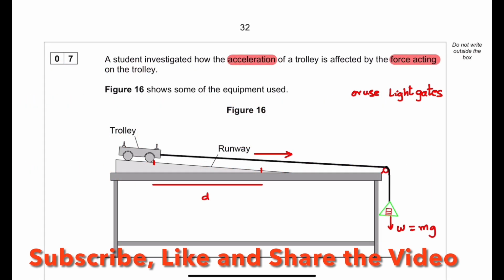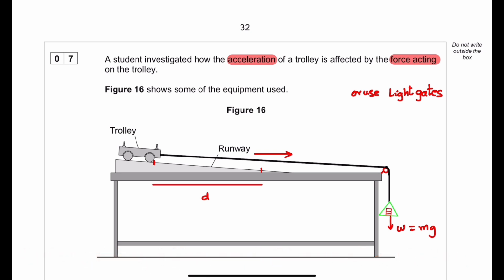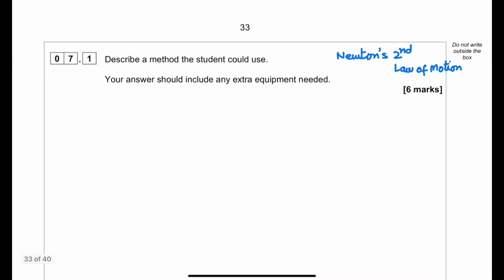Question number 7. A student investigated how the acceleration of a trolley is affected by the force acting on the trolley. Figure number 16 shows some of the equipment used in the investigation. If we look into question 7.1, describe a method the student could use. Your answer should include any extra equipment needed. This question is from the topic of Newton's second law, and it is an AO3 question.